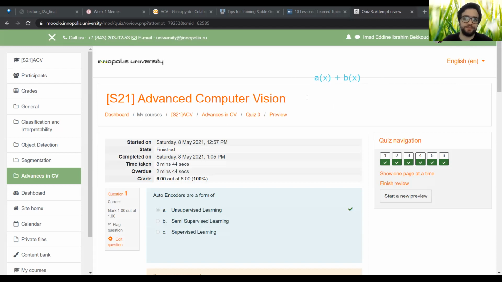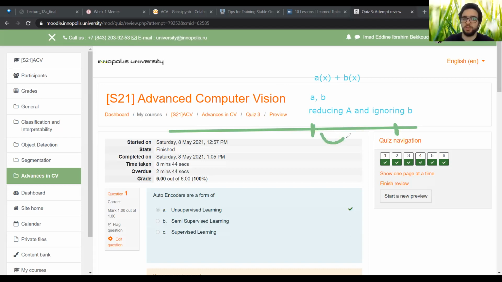The goal is to reduce this sum. We know that A is reducible, B is not reducible. What we will be doing is reducing A and ignoring B. So basically what will happen is the following. Imagine it like this, a line. We have a line. At this point, is A plus B. For example, this value corresponds to B, this value corresponds to A. No, sorry. So this is B and this is A, right? We want to reduce this sum. What we are doing is we are reducing the A.